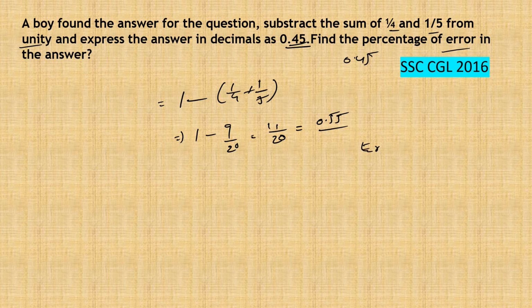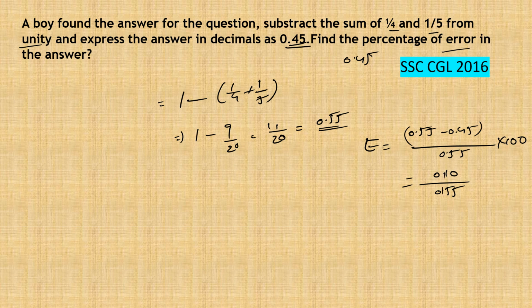Error is equal to the difference of the correct and the incorrect value, that is 0.55 minus 0.45. It is the error, and the error percentage is the error upon the correct value, that is 0.55, into 100. 0.55 minus 0.45 is 0.10, over 0.55.